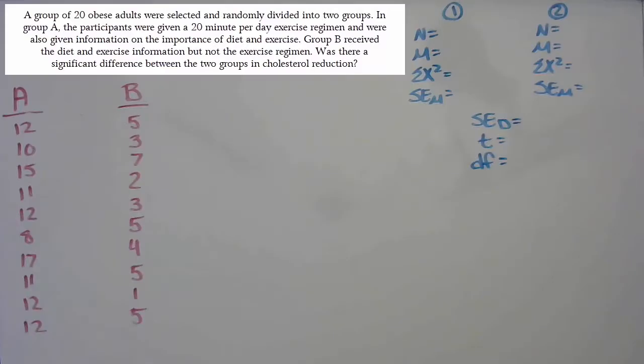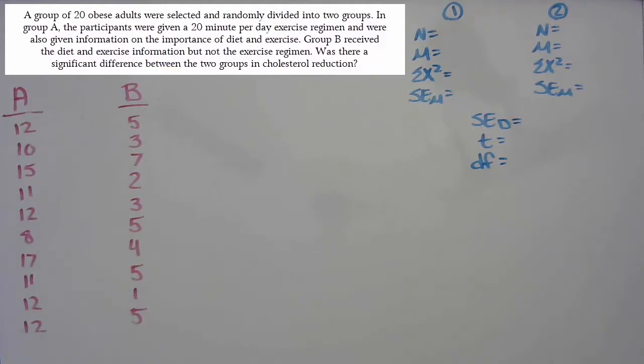Okay, so I have just erased our formula and moved the pieces that we need up just to give us a little bit more room. So let's go ahead and get started on that problem. A group of 20 obese adults were selected and randomly divided into two groups. In Group A, the participants were given a 20-minute per day exercise regimen and were also given information on the importance of diet and exercise. Group B received the diet and exercise information, but not the exercise regimen. Was there a significant difference between the two groups in cholesterol reduction?